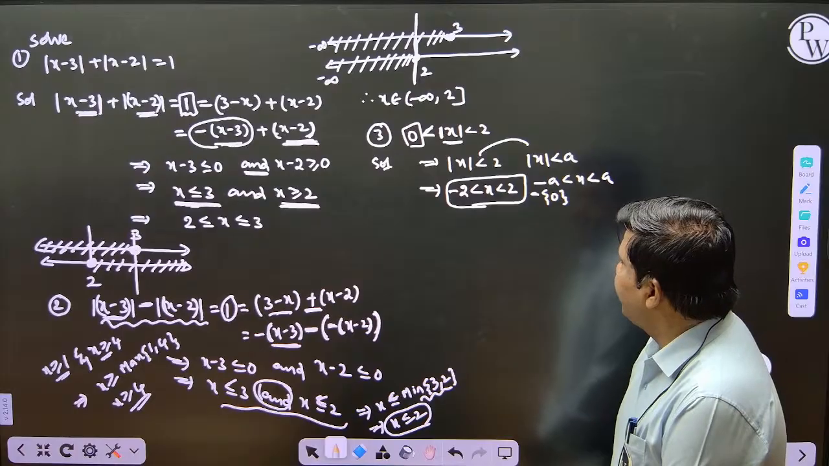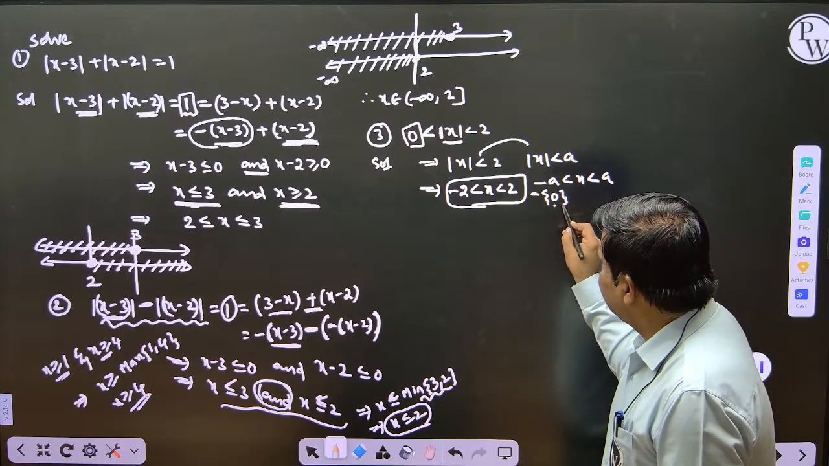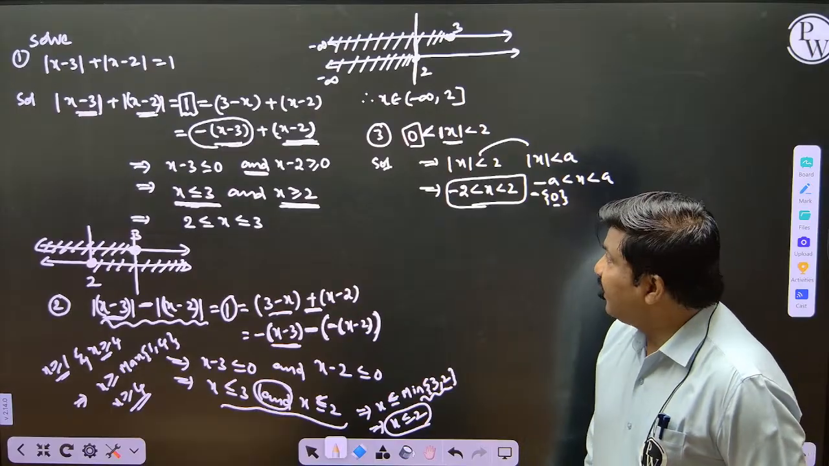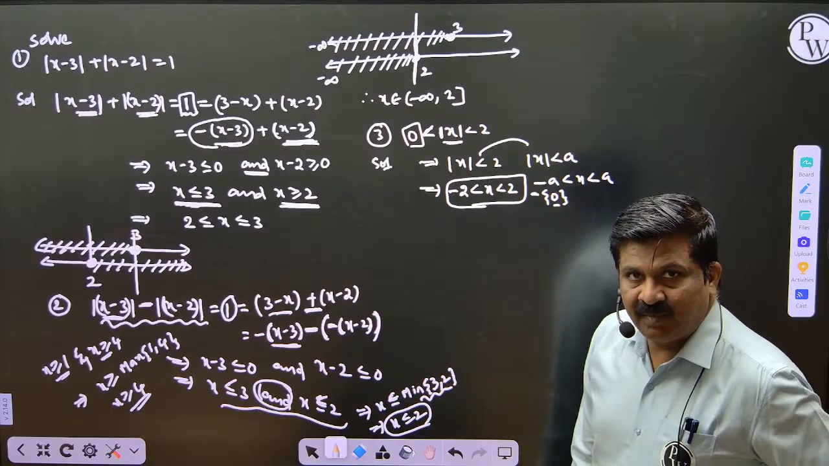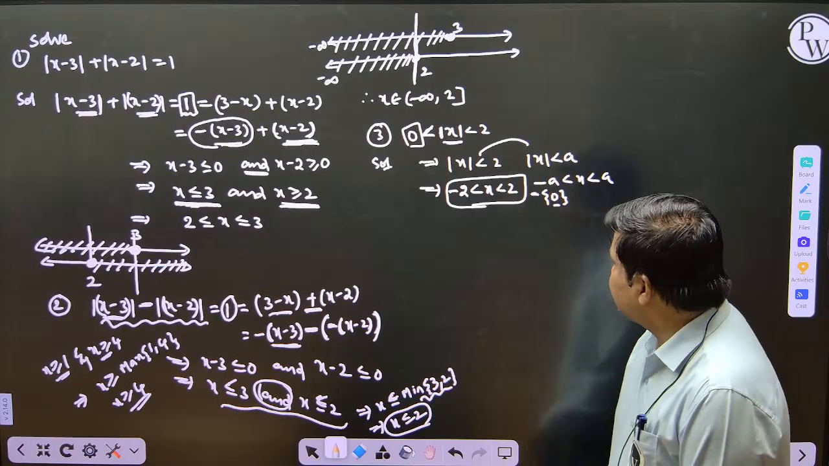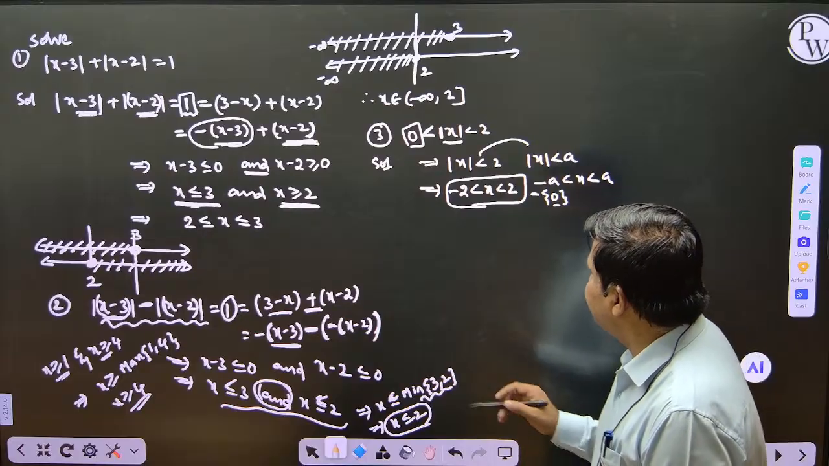I want to delete a 0. Why? Here mod x is greater than 0 or not. It can never be 0. Only when x is 0 would it be 0, right? That's why from this part you delete the 0.